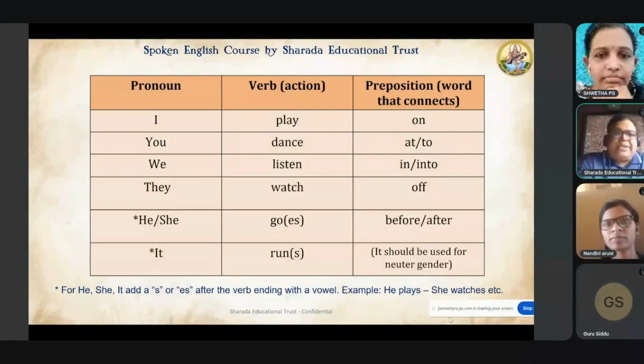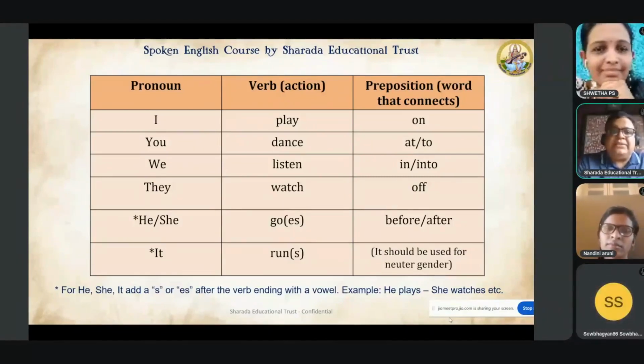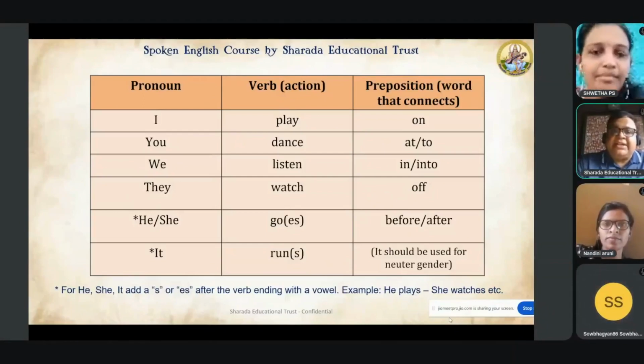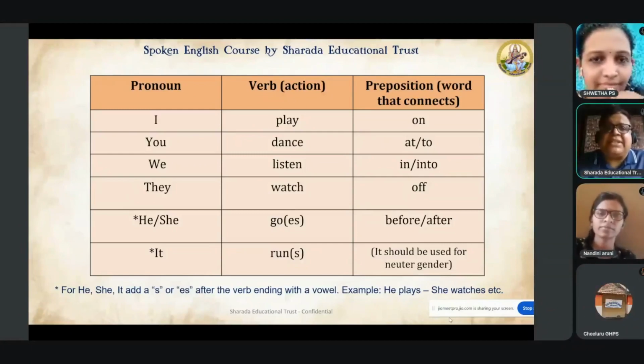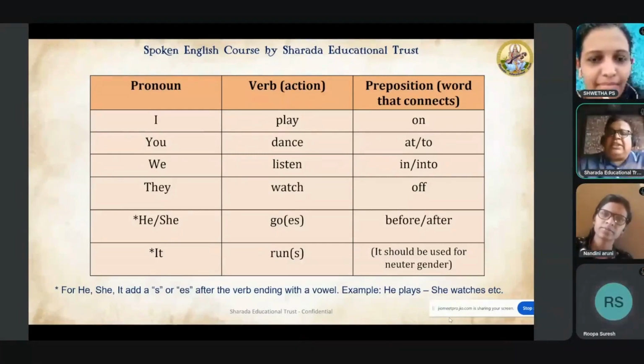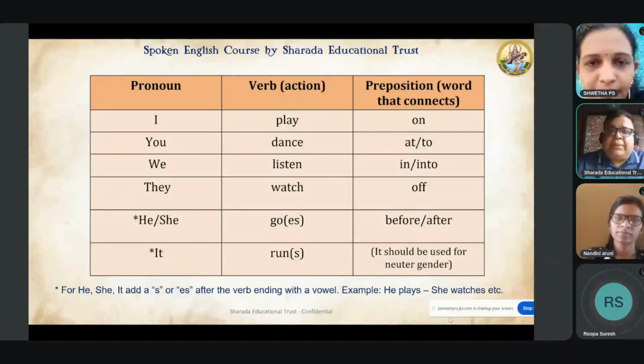But yeah, there are some exceptions here. If you see he, she, and it, like go becomes goes, run becomes runs. You don't say I runs, you runs, we runs. We say I run, you run, we run, they run. But when it comes to he, she, we say he runs, she runs, it runs. But when you have go, we add es. There is no gos. Like watches. Listen, we say listens. Dance, we say dances, plays. Okay, all this we'll learn later on in the next class. But there are just some rules that you have to remember. For he, she, and it, we always use es or s depending on the word.